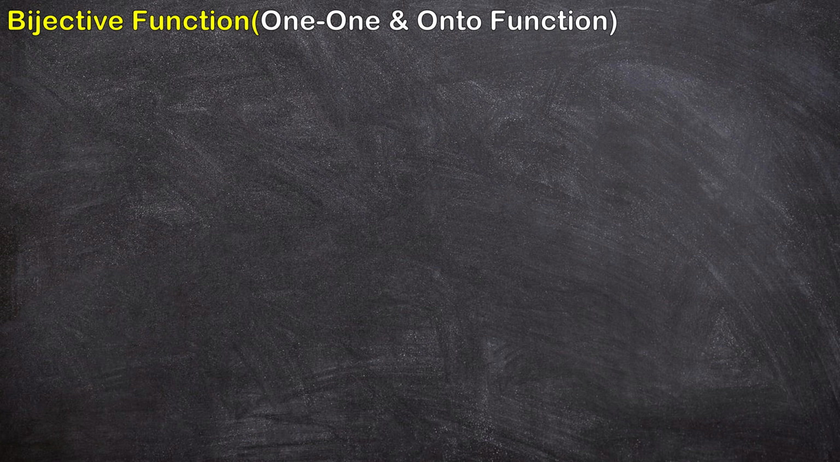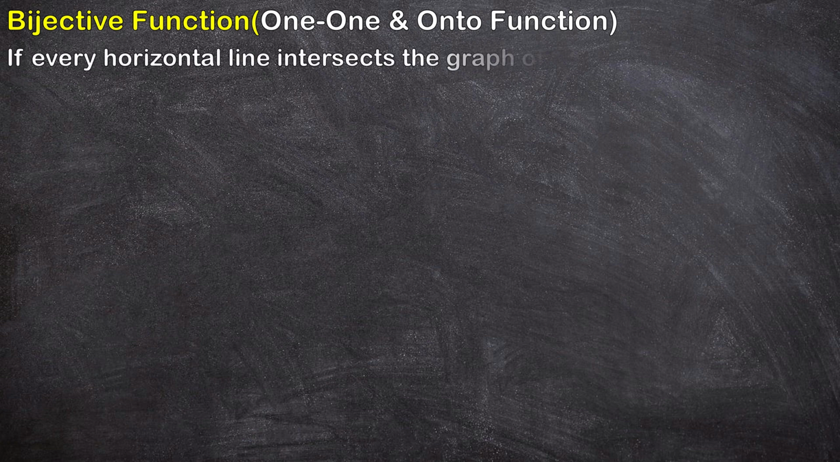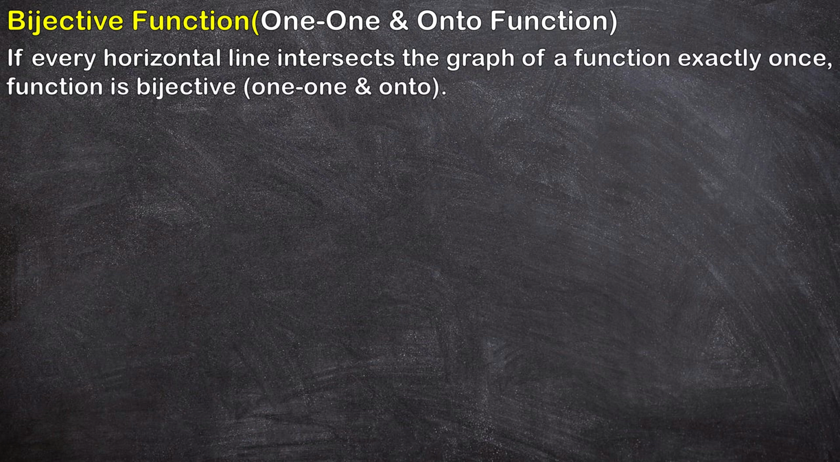Now we shall discuss the horizontal line test for bijective function. According to the statement of this test, if every horizontal line intersects the graph of a function exactly once, the function will be bijective. The emphasis will be on every and exactly. Every horizontal line exactly once. Let's explain it with examples.